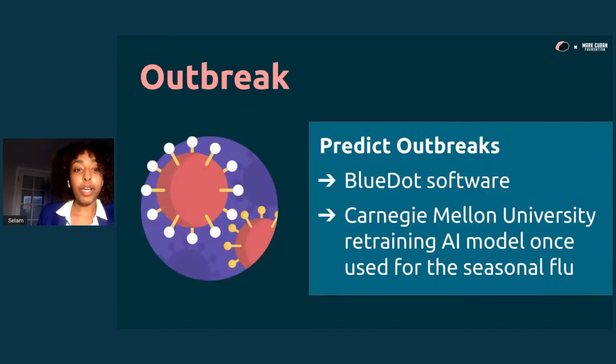And lastly, outbreaks. Currently, BlueDot software was able to identify the outbreak on December 30th, when there were unusual pneumonia cases in Wuhan, China. So even then, AI was being used to identify COVID-19 in its early stages. And Carnegie Mellon is retraining its AI models that were once used for seasonal flu to now be used against COVID-19.